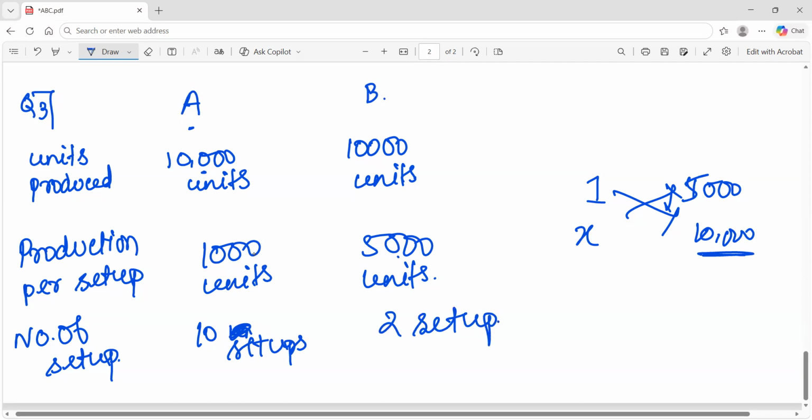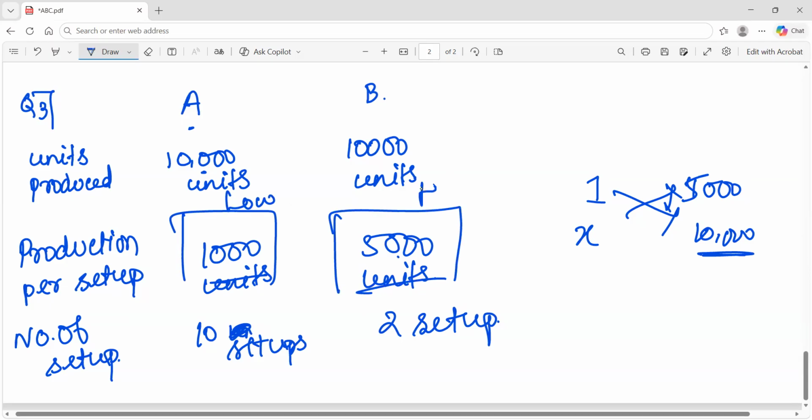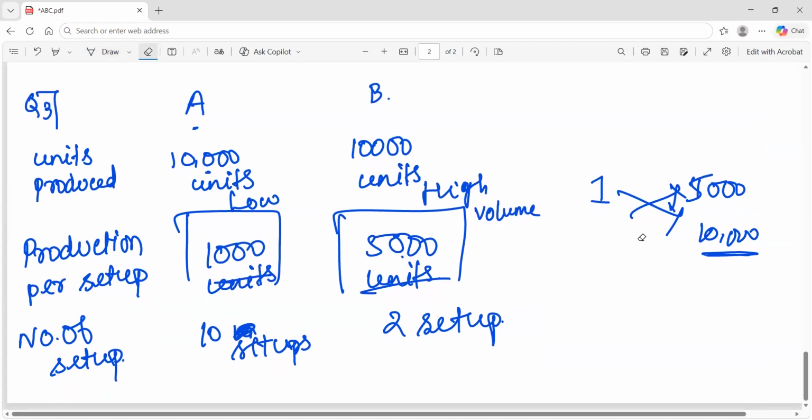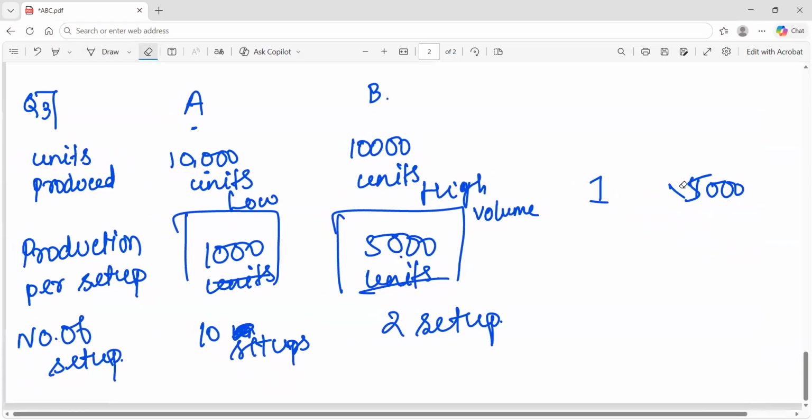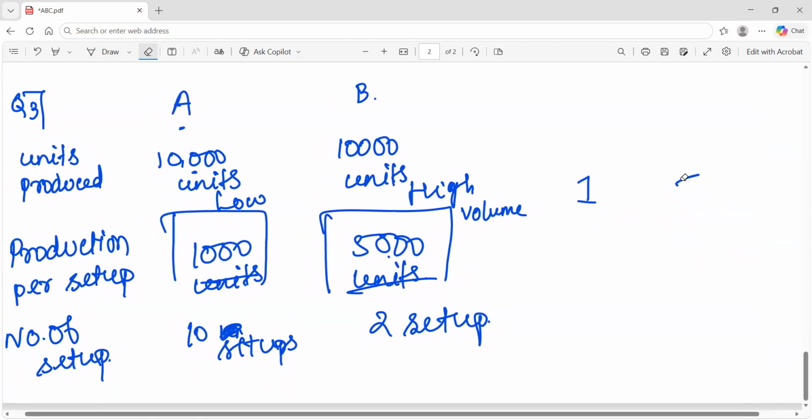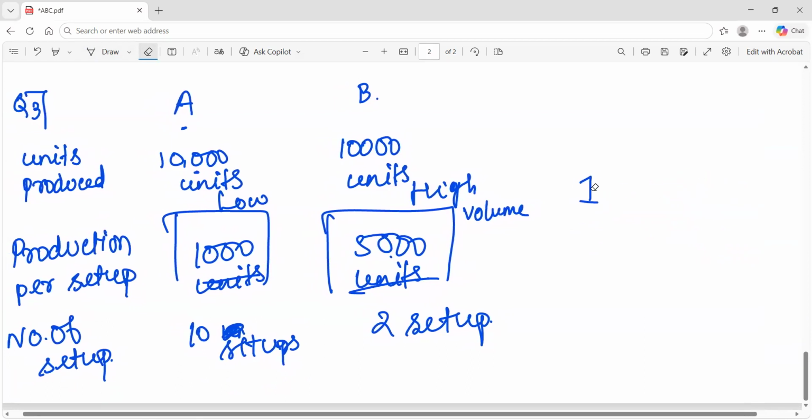Now, here, which one is a low volume product and which one is a high volume product? Product A is a low volume product and product B is a high volume product. Now, the question is, to which product more overheads should be absorbed? Which product should absorb more overheads? Product A or product B? If we are using absorption costing, sorry.